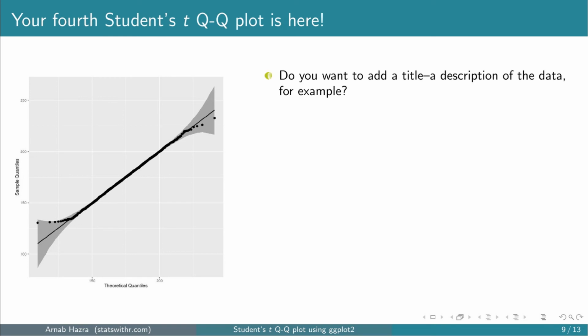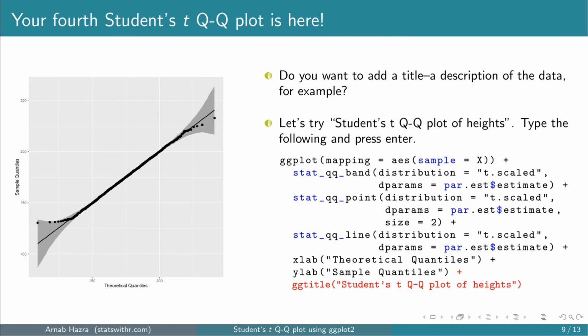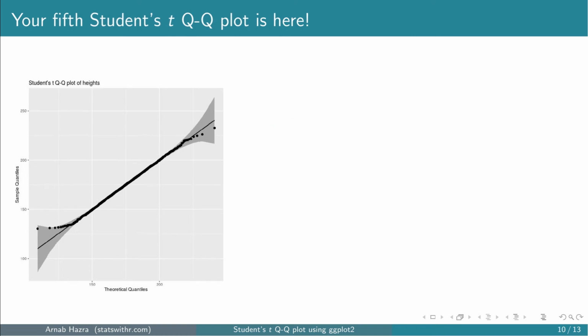Now, suppose you want to add some description of the data in the title. Say you are working with a dataset of heights and you want to add "Student's qqplot of heights". To do that, add the line ggtitle("Student's qqplot of heights"). Now press enter. Okay, you get your fifth student's qqplot. You can see that the title is printed now.